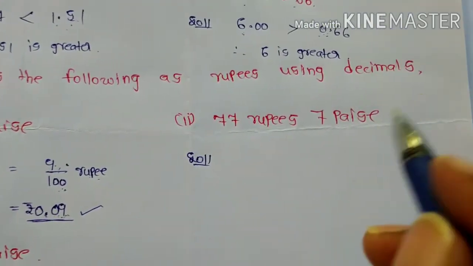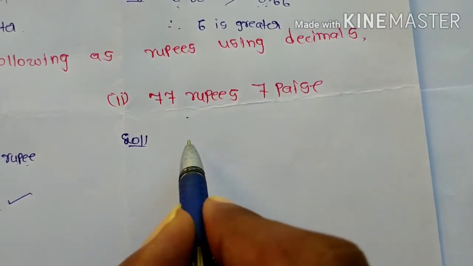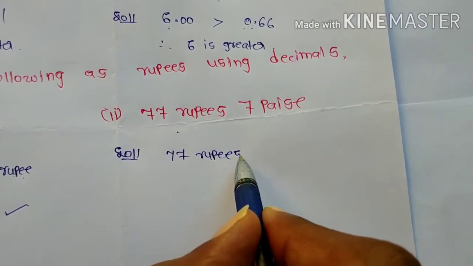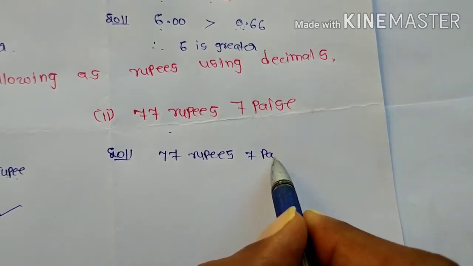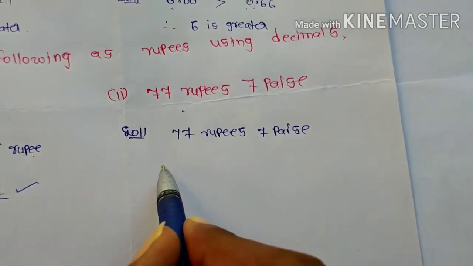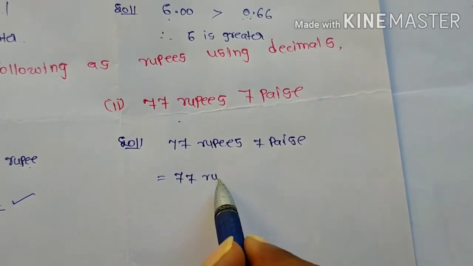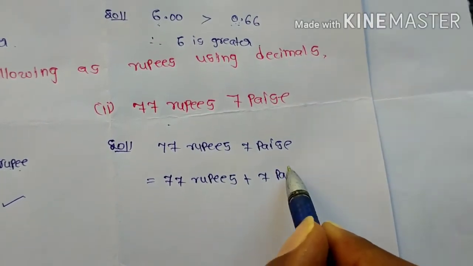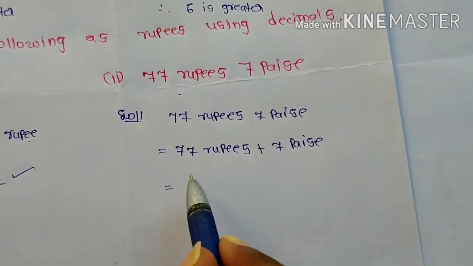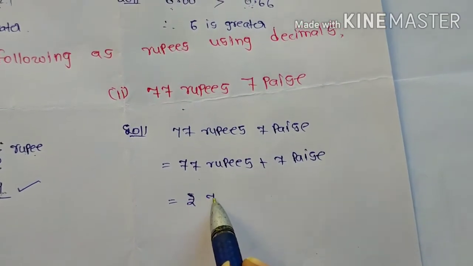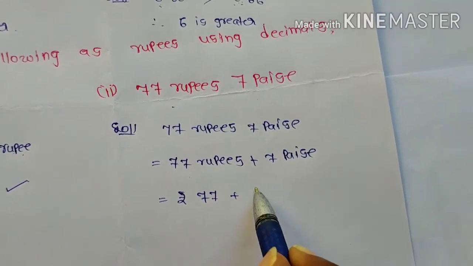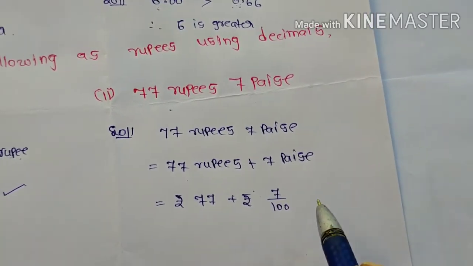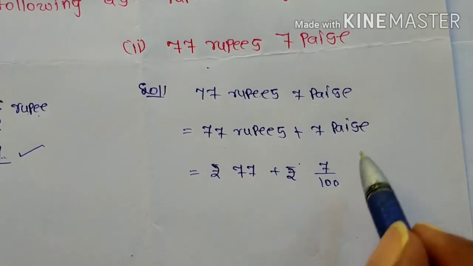This is the answer. Next one, you can say 77 rupees 7 paise. That means I am writing 77 rupees, already rupees, yes or no? Plus 7 paise. How can you express 7 paise in rupees, 7 by 100 or not? You know that for 1 rupee there are 100 paise. Yes or no? For 1 rupee 100 paise.